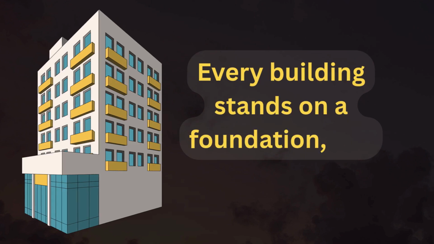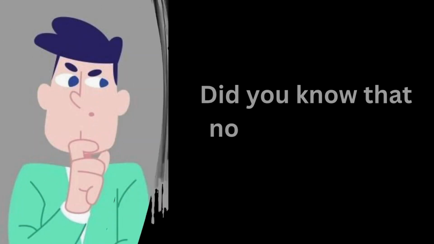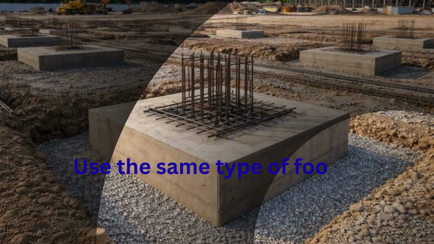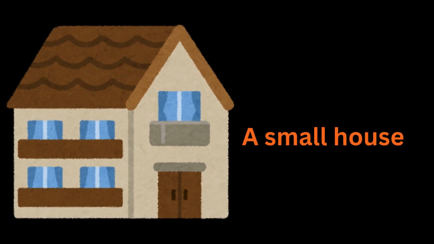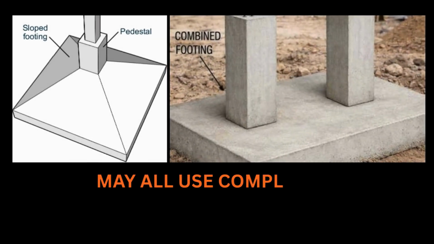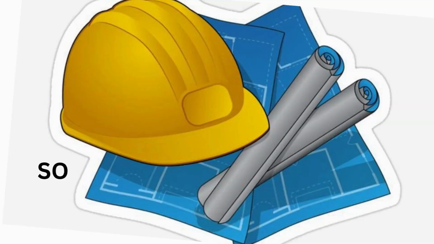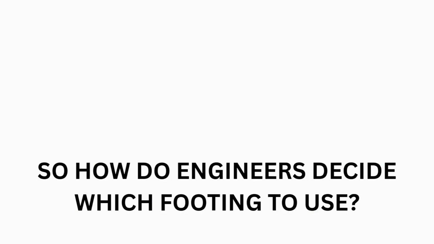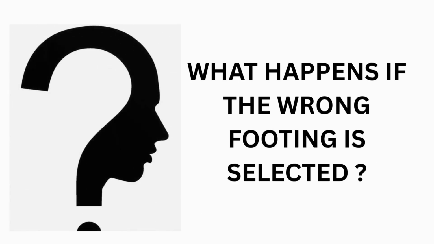Every building stands on a foundation. But did you know that not all buildings use the same type of footing? A small house, a multi-story building, and a bridge may all use completely different footings. So how do engineers decide which footing to use? What happens if the wrong footing is selected?